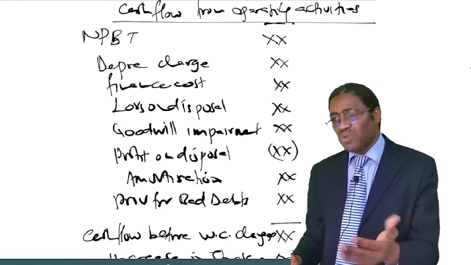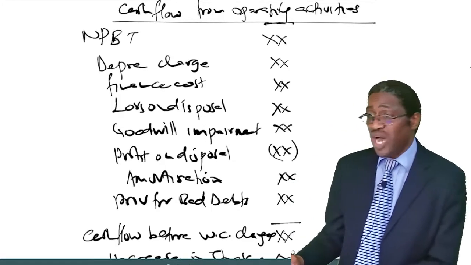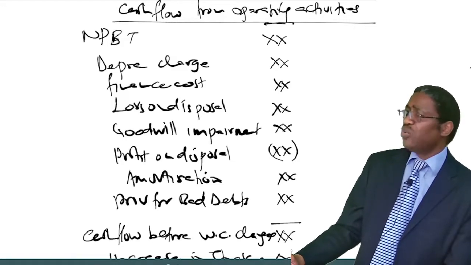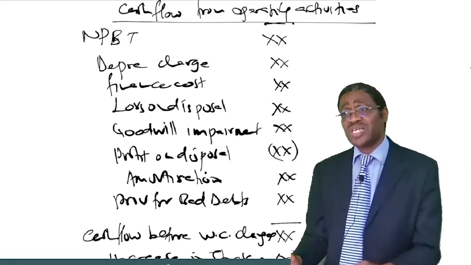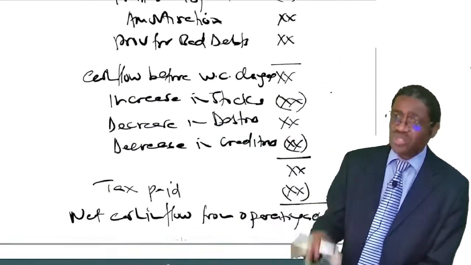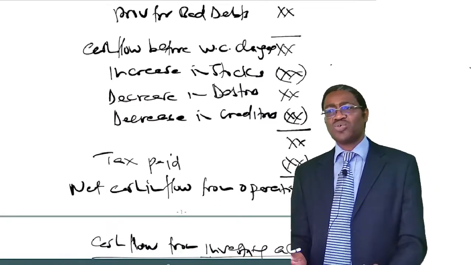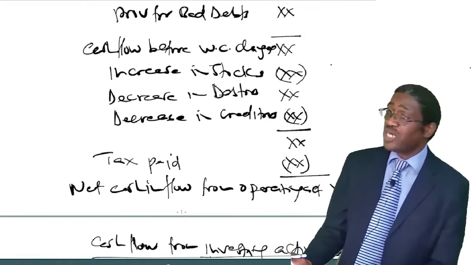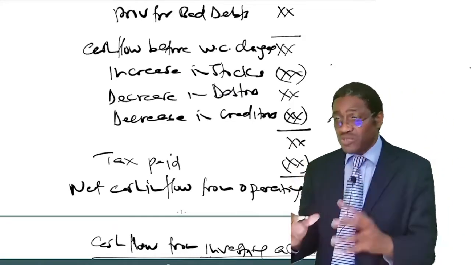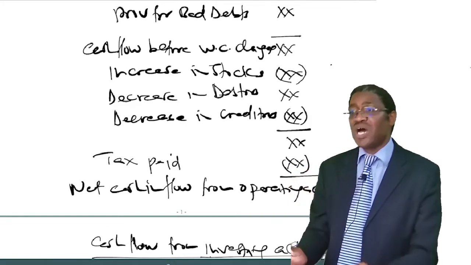Then I've talked about amortization of the intangible assets, which is another non-cash item. Then I've talked about provision for bad debts, whether it's an increase or a decrease. If it's an increase, it's a loss. If it was a decrease, it was a gain. Once you do that, get the totals of those categories, and that total is what we call cash flow before working capital changes. Once you get the cash flow before working capital changes, we have said now incorporate the working capital items.